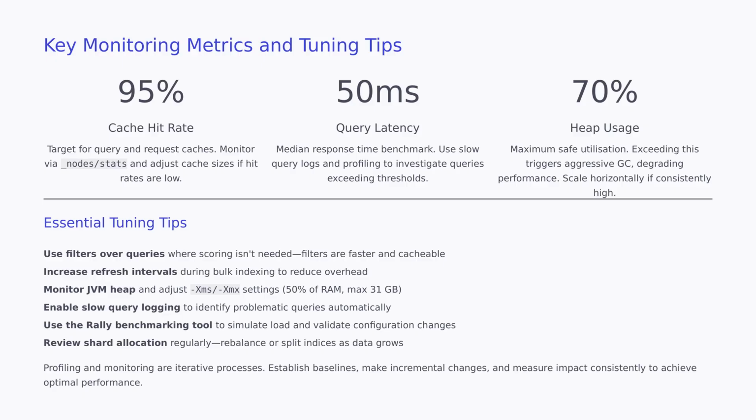Are your monitoring metrics hitting the mark? Keep an eye on your cache hit rate, aiming for 95% efficiency. Dive into query latency, ensuring responses stay swift under 50 milliseconds. Watch that heap usage doesn't max out at 70% to avoid performance hiccups. Optimize with filters, adjust refresh intervals, and fine-tune JVM settings for peak performance. Remember, profiling and monitoring are ongoing journeys toward optimal efficiency. Stay sharp, stay agile, and keep tuning for success.